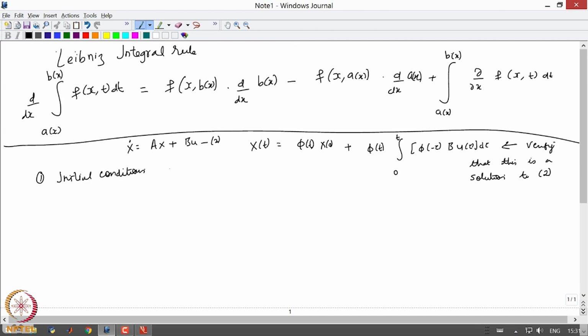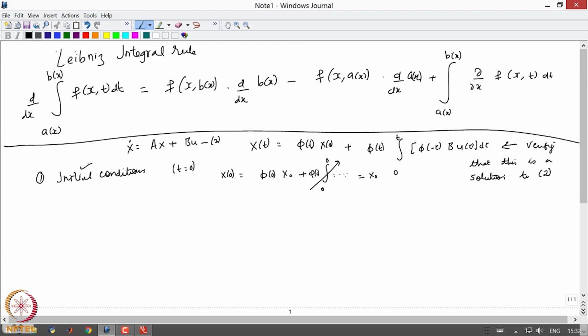So what happens at t equal to 0? On the left hand side I have x of 0, and here I have phi of 0 times x naught, which is the initial condition, plus the integral. I do not write anything here because I am just integrating from 0 to 0, so this term will vanish and I am just left with x naught. Okay, so the initial conditions are fine.